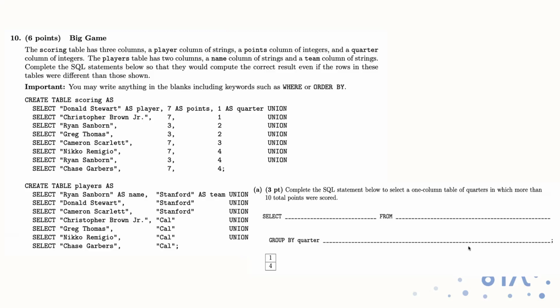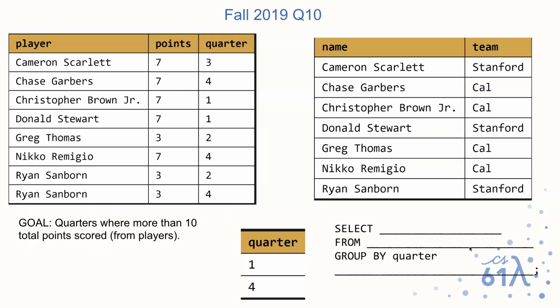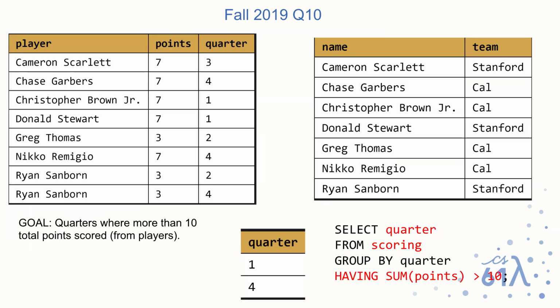Okay, I think we'll start going to the answer because we don't have that much time. Yeah, so this is how you think about it. FROM is all the tables you pick that you need, right? For this problem, I don't really need the person's name or the team they represent, so I just need the scoring table. So I get from scoring, and then I group by each quarter because I want to find out which quarter had more than 10 points.